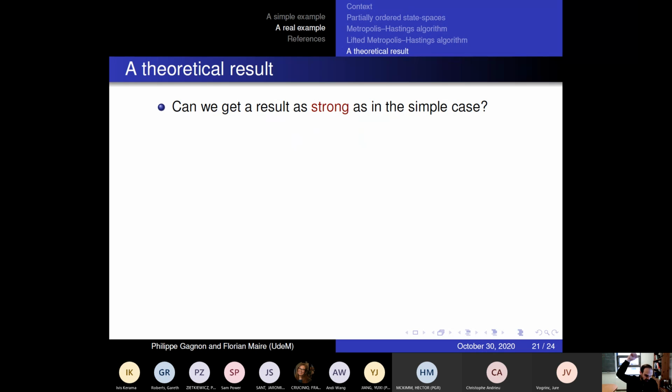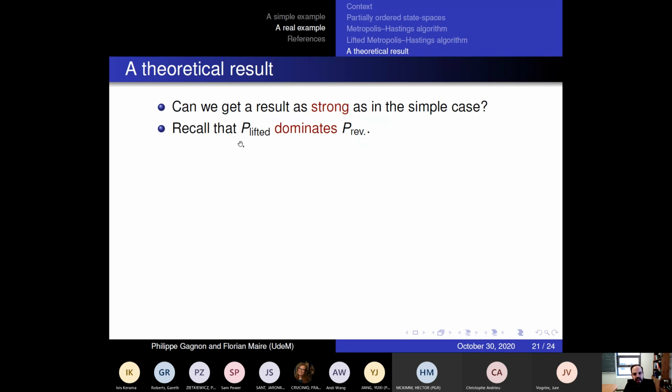So we looked at this, and because the basic inspiration of this work was the paper by Andrieu and Livingstone, we saw their result, and we were like, okay, lifted samplers seem to be quite good. So first, can we do something beyond totally ordered state spaces, and can we get theoretical guarantees? Okay, so in this case of partially ordered, can we get something as strong as before?